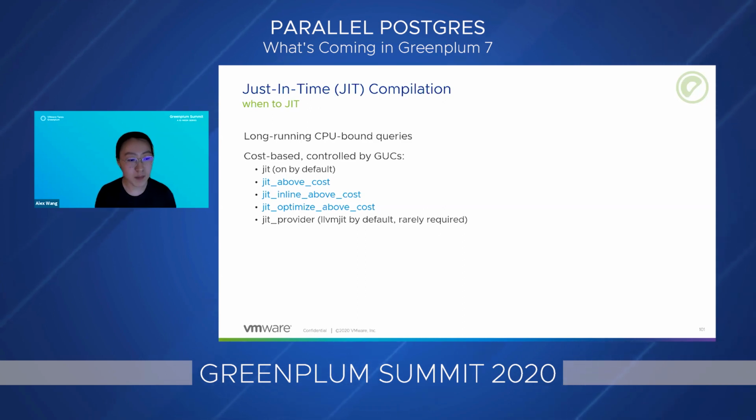If the cost is above JIT inline above cost, then we'll do extra inline optimization, and same for JIT optimize above cost. So we'll play more with this gap in an example in the next slide.